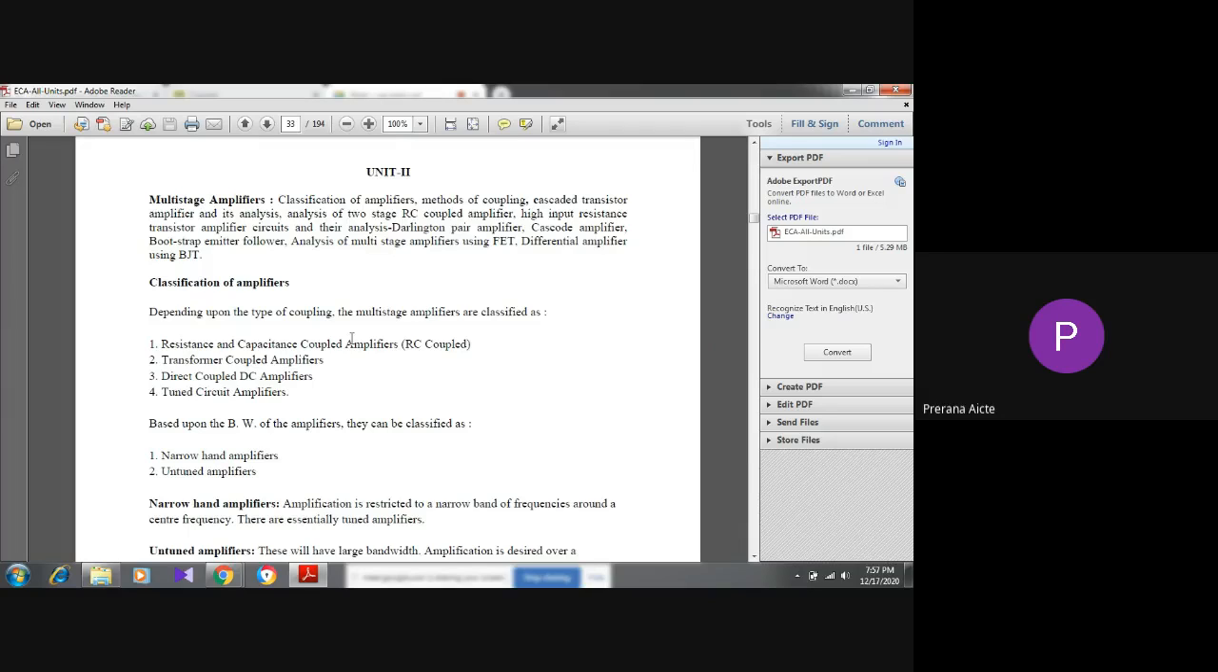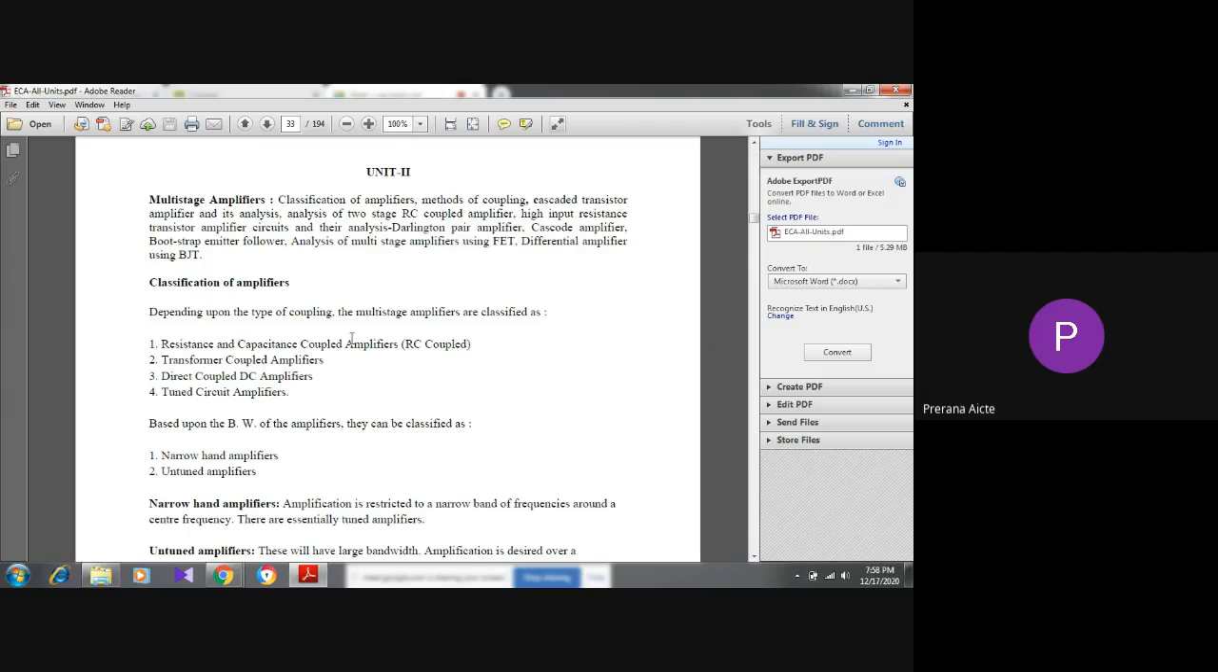This is the multi-stage amplifier syllabus. First we see classification of amplifiers. Next is methods of coupling. Then cascade and transistor amplifier and its analysis. After that, analysis of two-stage RC coupled amplifier. Then high input resistance transistor amplifier circuits, in which we will see the Darlington pair. After that cascade amplifier. Next bootstrap. Then analysis of multi-stage amplifiers using FET.